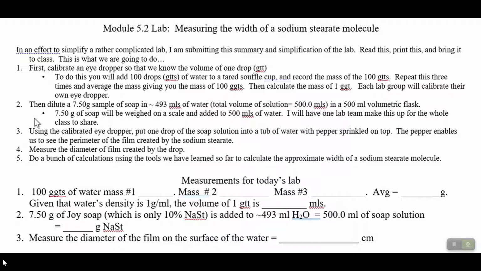Then we're going to do a dilution. We're going to put about 7.5 grams of Joy soap, and it doesn't have to be exactly that. We need to know what the actual mass is. In my case, when I go through this lab in your example, I'll end up with 7.55 grams. That just happens to be how much Joy soap I put in the cup. We'll add that number of grams of Joy soap into a 500 ml volumetric flask, and then bring it up to a total volume of 500 mils.